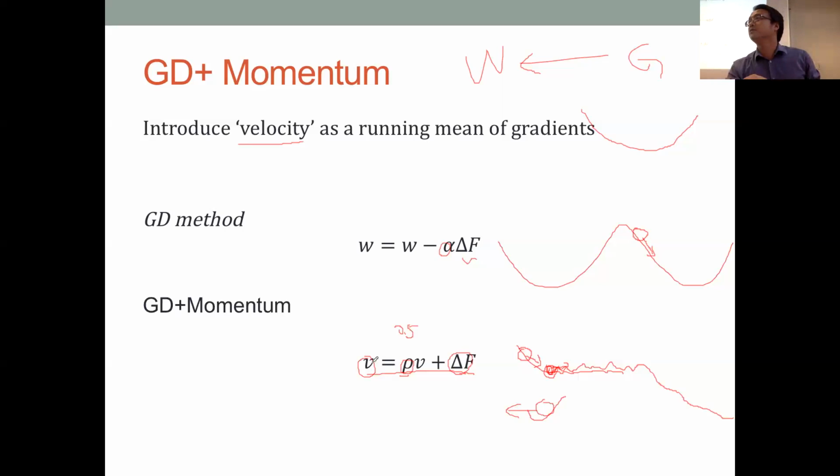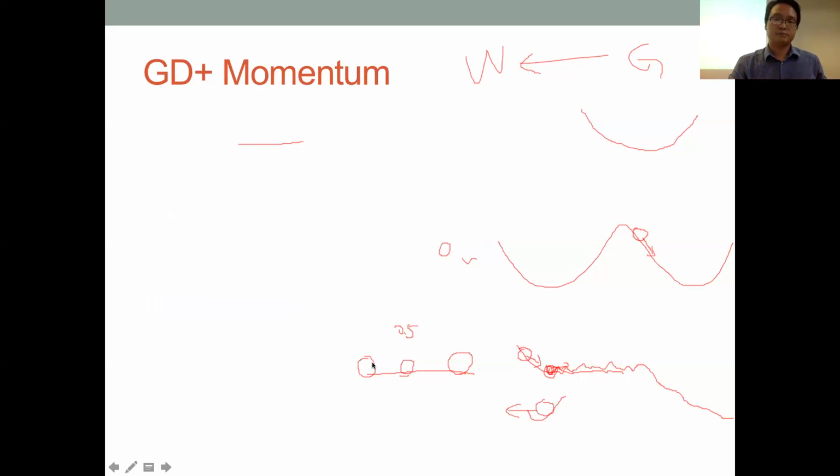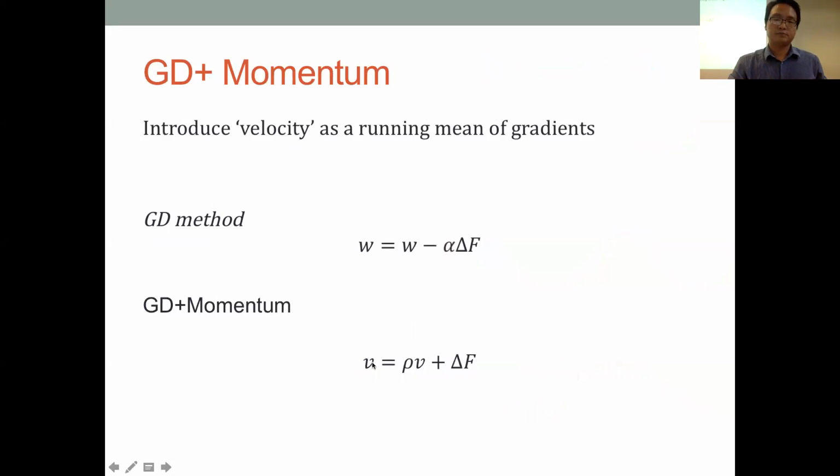Any question? Is it possible that the velocity is small, but you still cannot get over the local minimum? Yeah, it's possible, but it's better than nothing. It's better than zero velocity, zero speed. So, you never know.